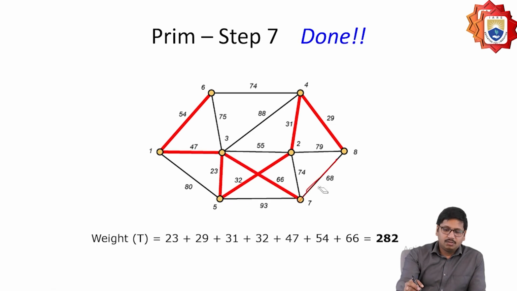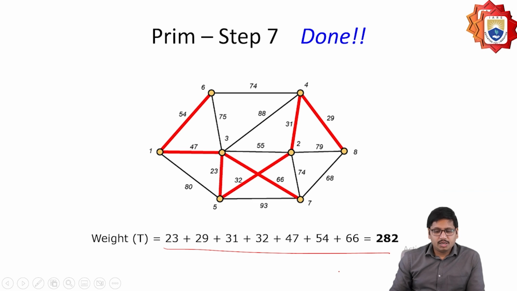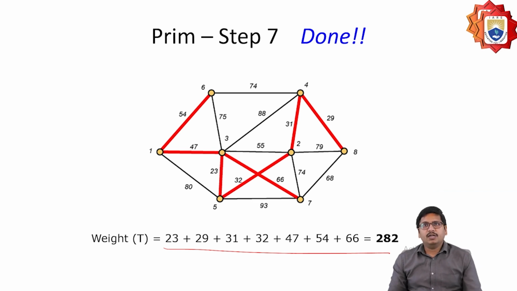Right. I'm going to select it. So what happened? This cycle is going to be formed, a closed one. So I'm going to reject it. So what is the minimum cost here? So 23 plus 29, 31, 32 plus 54, and then finally 66.